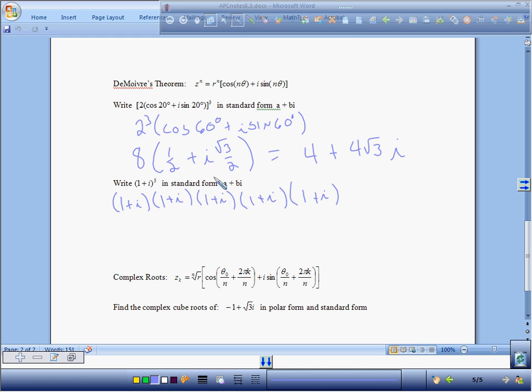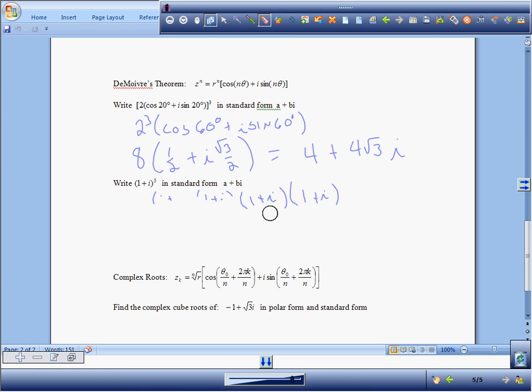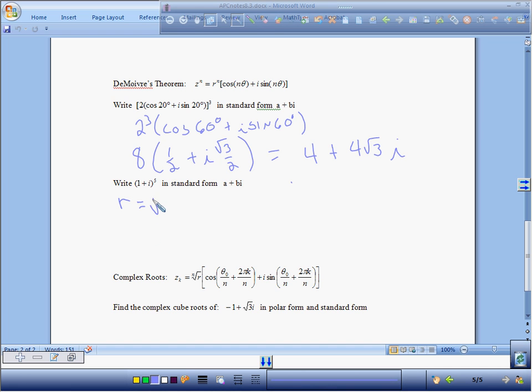But if you know de Moivre's theorem, there's kind of a shortcut to doing that. So I'm going to erase all this. And first thing you do is you write this in complex form. So first you have to find r. Can anyone tell me what r is for this complex number?